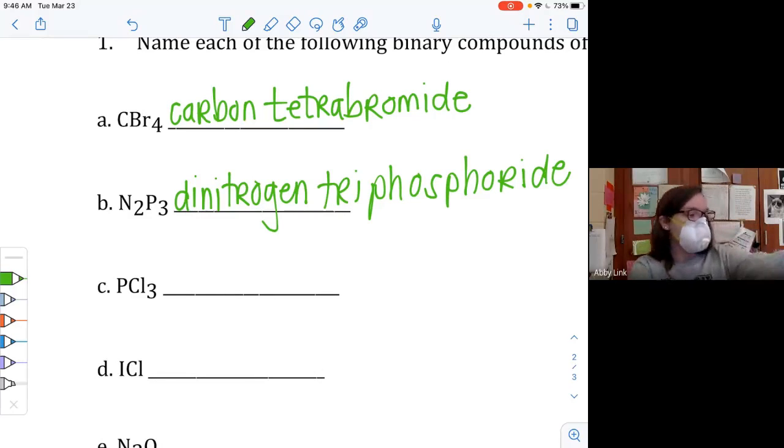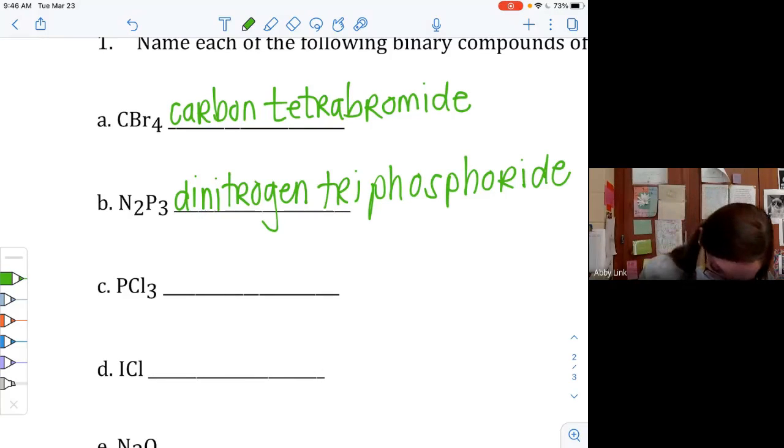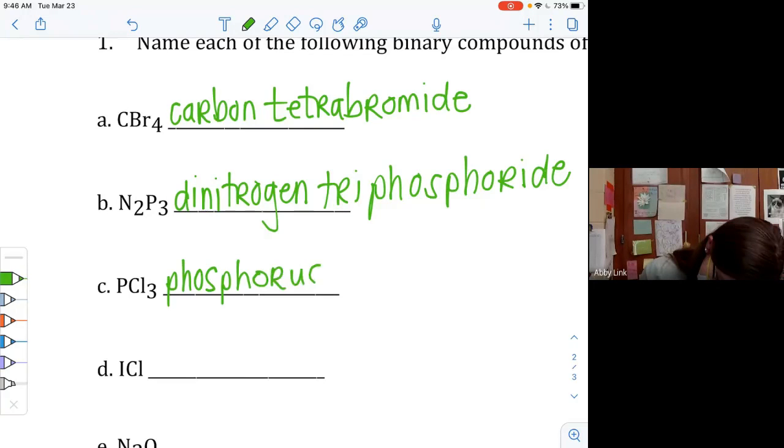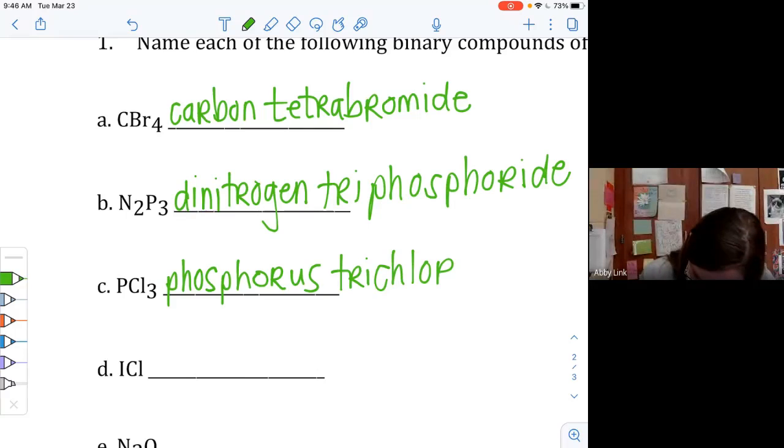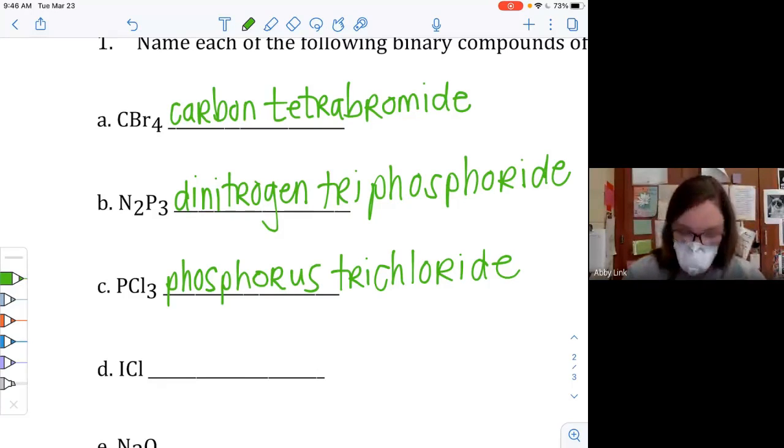Okay, for letter C, we've got 1 P and 3 Cl. So we'll start this off with just phosphorus. And then the prefix for 3 is tri, and Cl is chlorine. So we'll change that ending to -ide, so we come out with phosphorus trichloride.